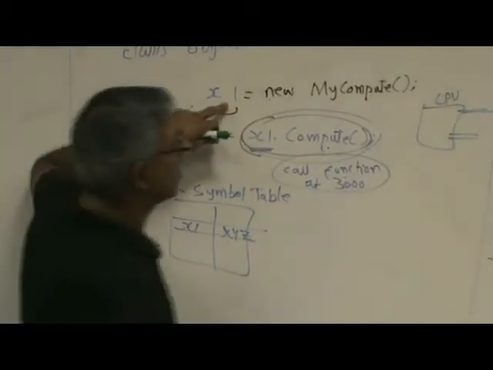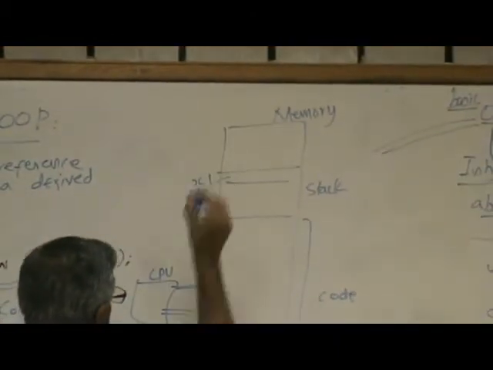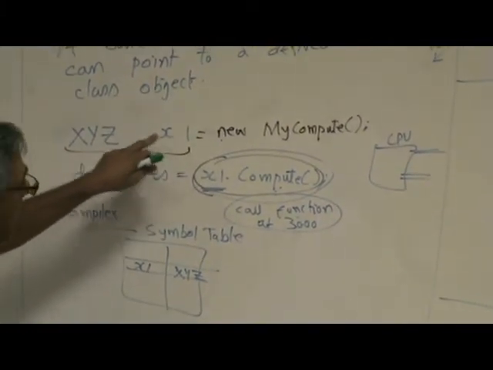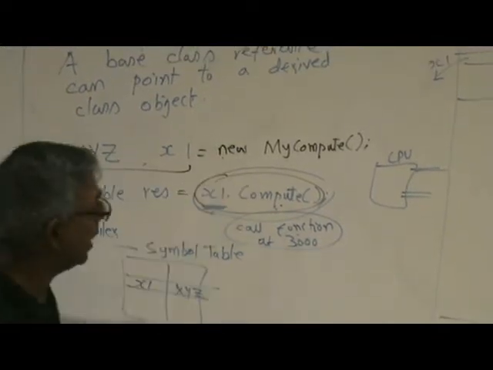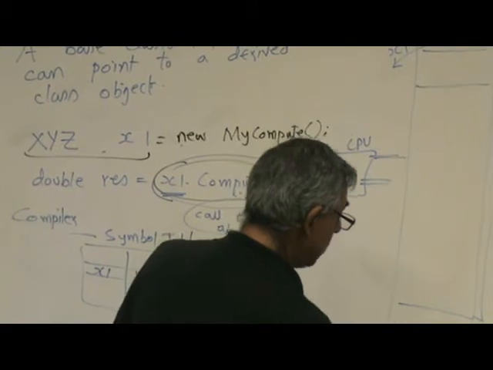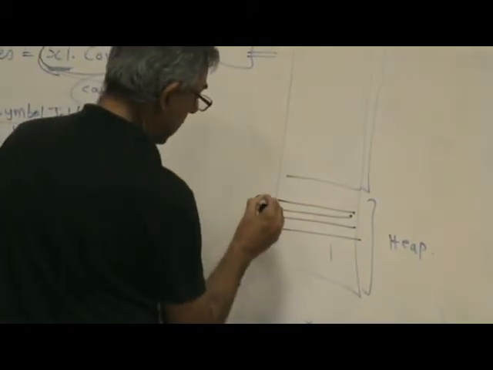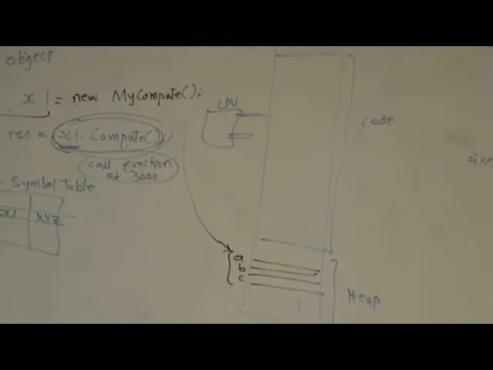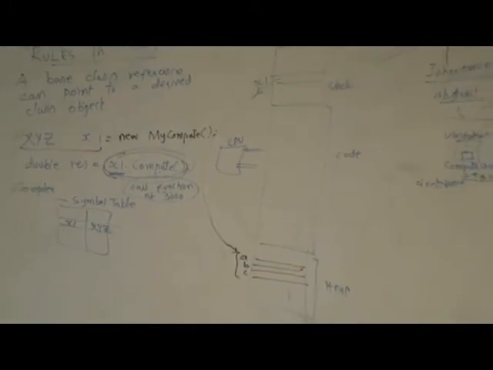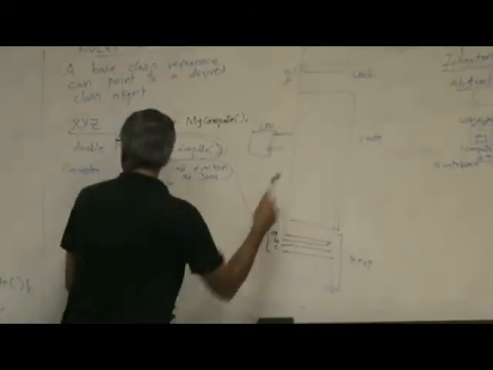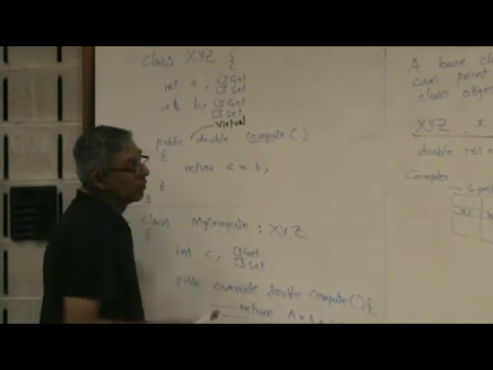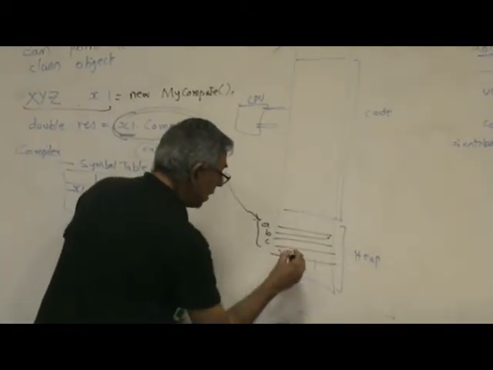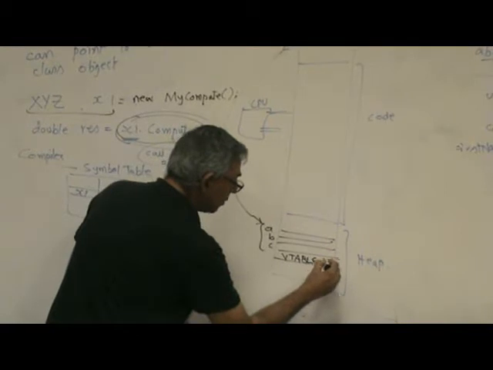XYZ x1 will allocate x1, so we call this a reference. Okay, in C++ we will say XYZ star x1, so x1 will be a pointer, right? New my compute, as we discussed, will allocate how much memory? 3, A, B, C. Collectively, this will be pointing over here, right? Okay, see, we also need to maintain some connection from here to whatever methods belong to this class, okay? So in reality, there's one extra memory that is allocated over here, and that's called the vtable pointer, or the virtual table pointer.